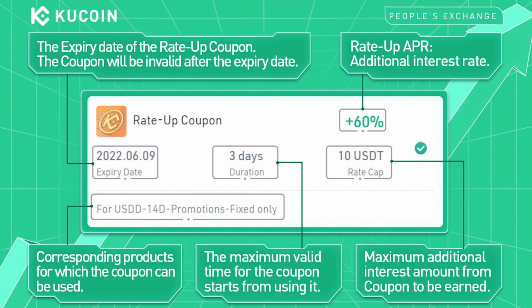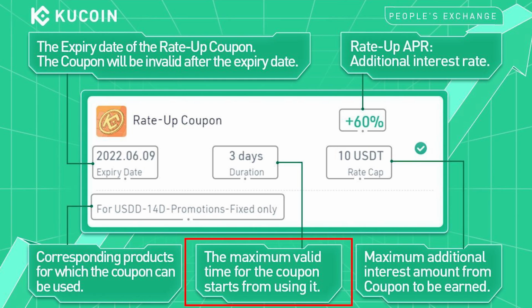So let's dive a little bit deeper into the specifics of the KuCoin Rate Up coupon. As you can see on your screen, there are 5 core principles that the Rate Up coupon relies on. On the top left corner, you can see the expiry date, which is the date that the coupon is valid for. On the bottom left, you can see the corresponding products for which the coupon can be used.